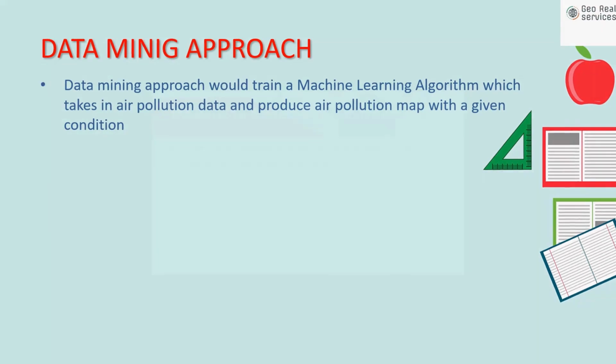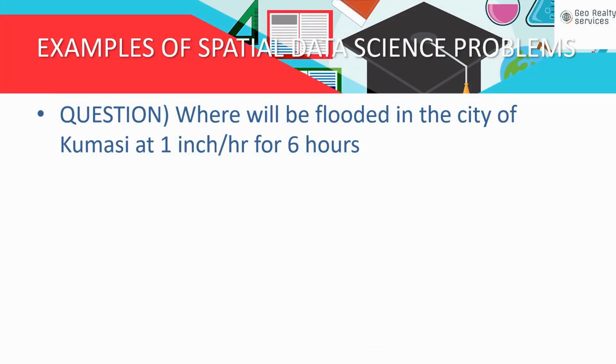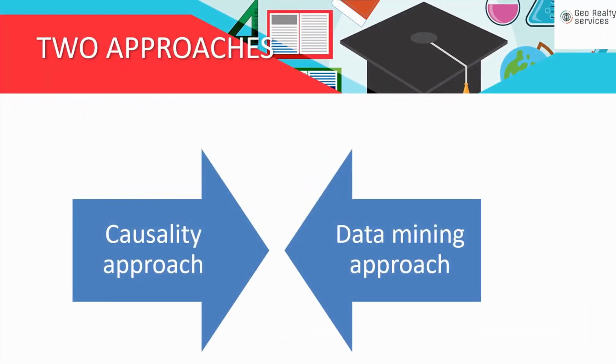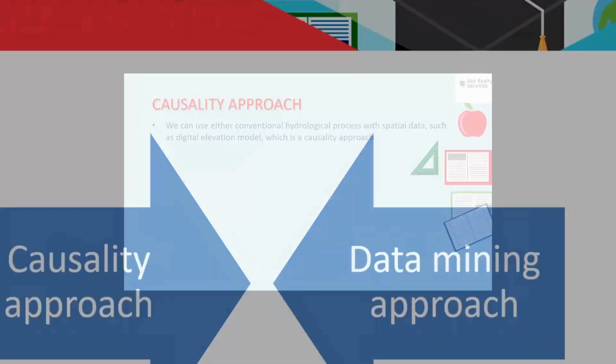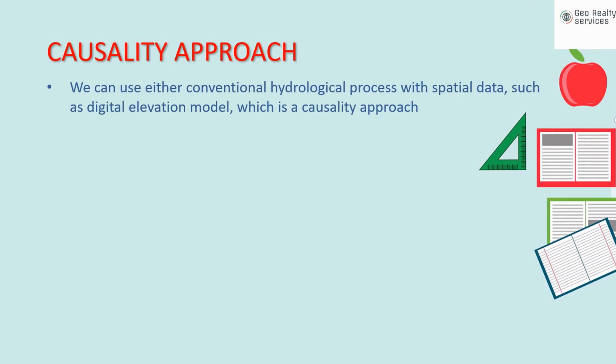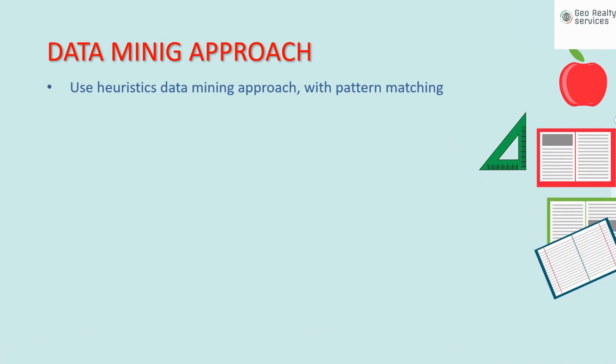The last example is a hydrological question. Where will be flooded in the city of Kumasi at 1 inch per hour for 6 hours? Causality and data mining approaches will be applied. We can use either conventional hydrological processes with spatial data, such as a digital elevation model, which is a causality approach, or a heuristic data mining approach with pattern matching.